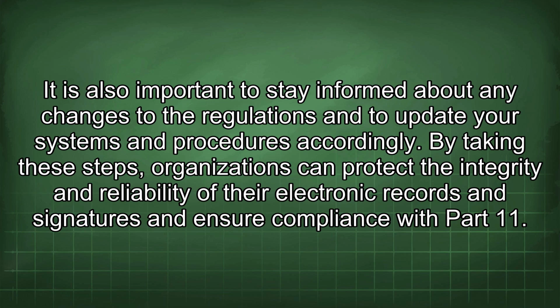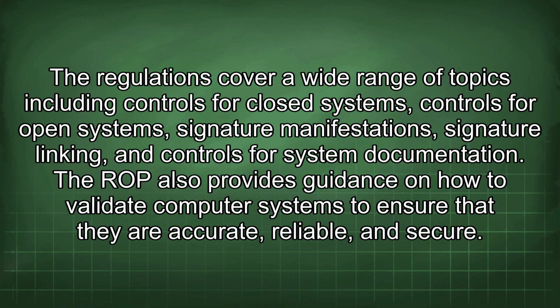By taking these steps, organizations can protect the integrity and reliability of their electronic records and signatures and ensure compliance with Part 11. The regulations cover a wide range of topics including controls for closed systems, controls for open systems, signature manifestations, signature linking, and controls for system documentation. The ROP also provides guidance on how to validate computer systems to ensure that they are accurate, reliable, and secure.